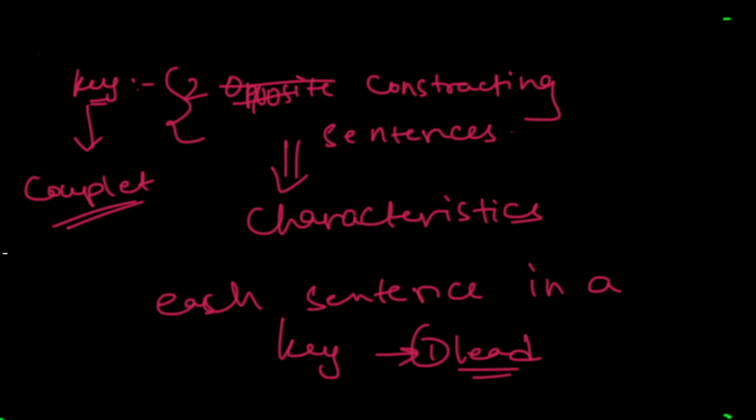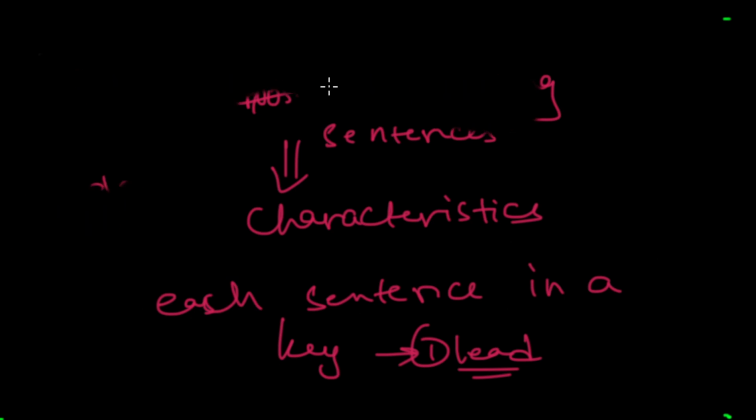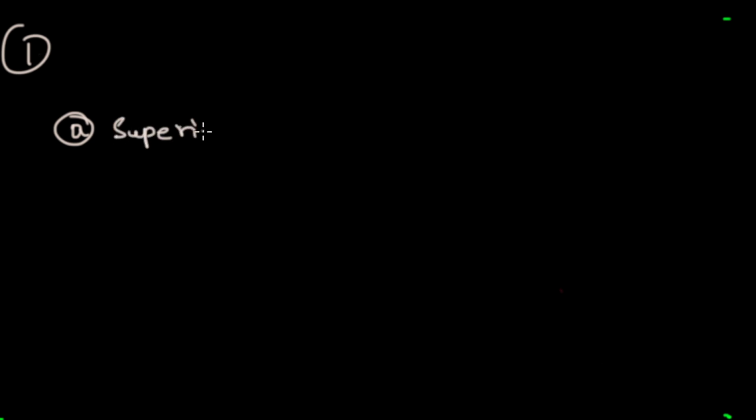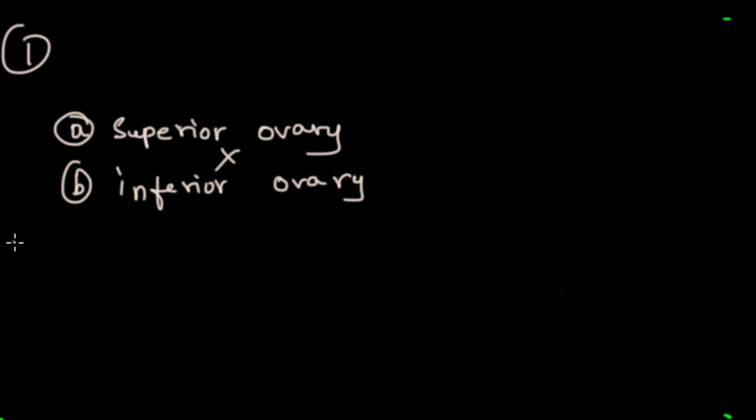So let us make some key here. Let me give you some example of a key. The small example is, I'm taking only one couplet here. See, the first sentence in a key is, if I say, superior ovary, and the second sentence should be inferior ovary. See how these two are opposite to each other. Superior ovary and inferior ovary. These two are opposite to each other. So this is called a couplet.